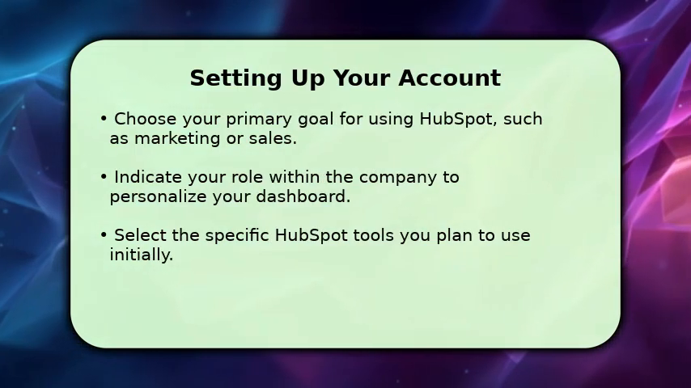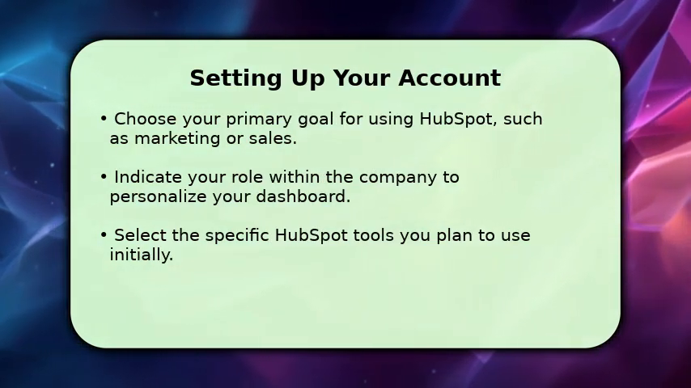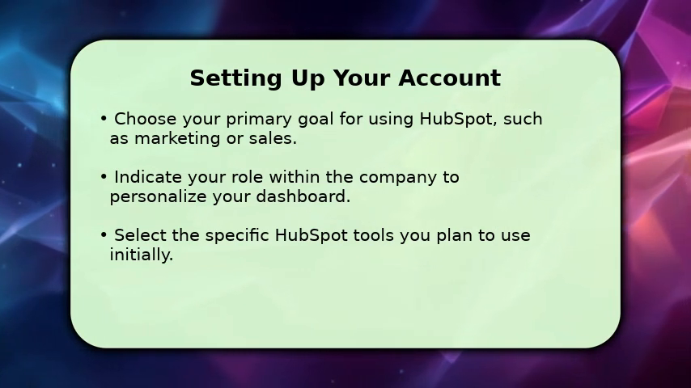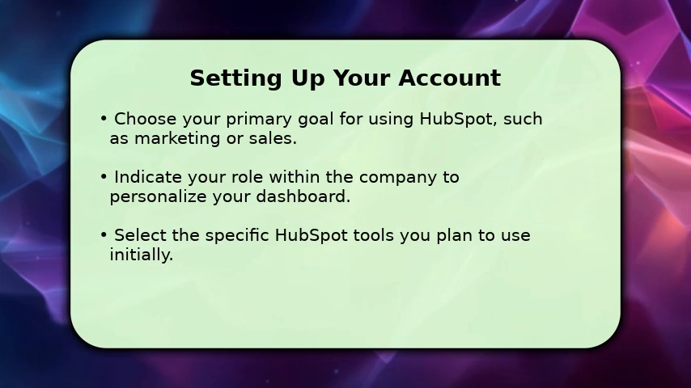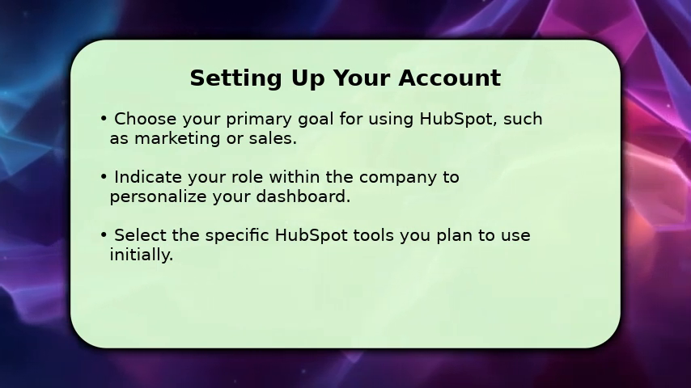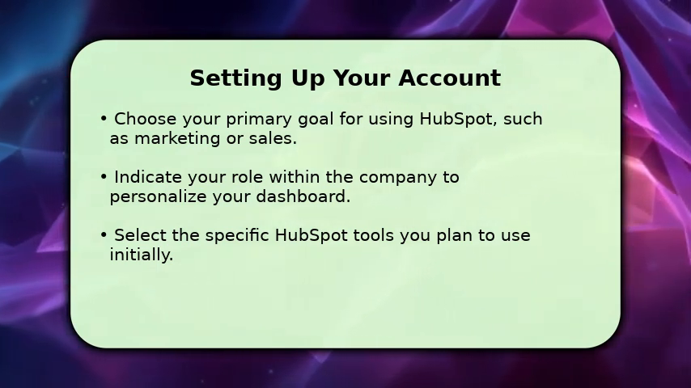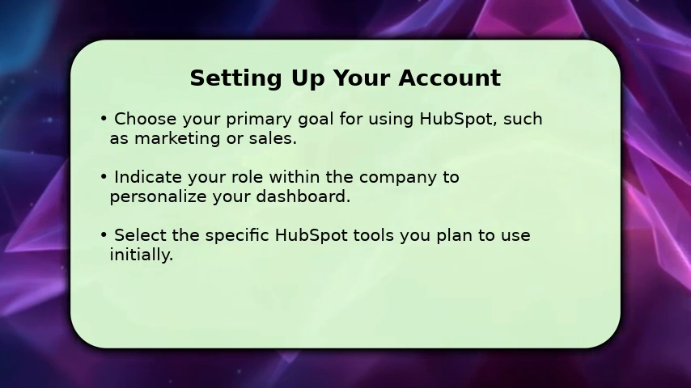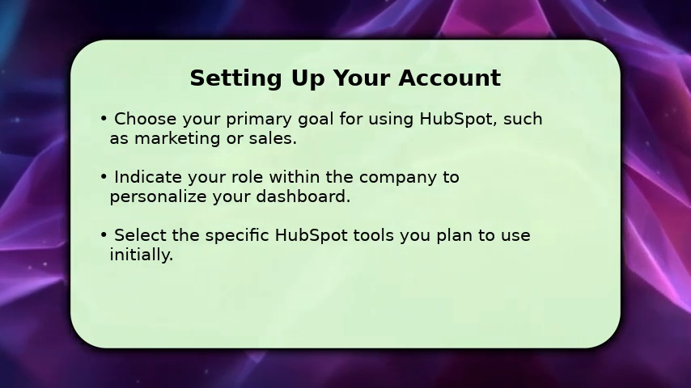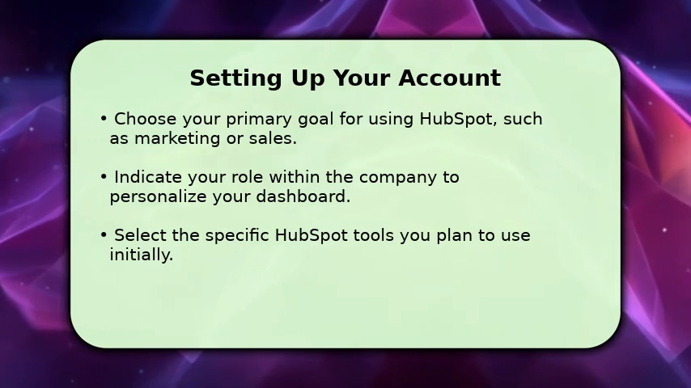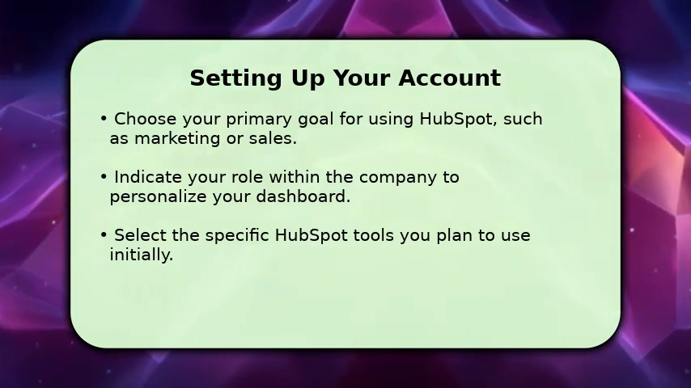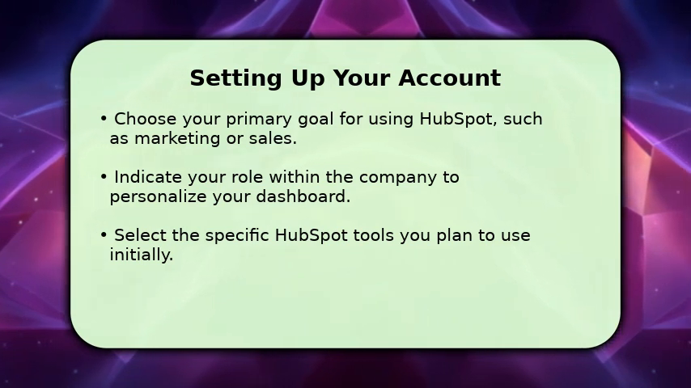Now, let's customize your account setup. You'll be asked to choose your primary goal for using HubSpot, whether it's for marketing, sales, customer service, or another area. Then, indicate your role within your company. This helps HubSpot optimize your dashboard and recommendations. Finally, select the specific HubSpot tools you intend to use right away, such as CRM, email marketing, or landing pages. You can always add more later.